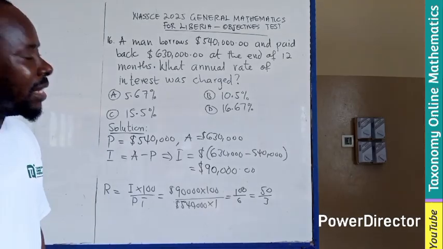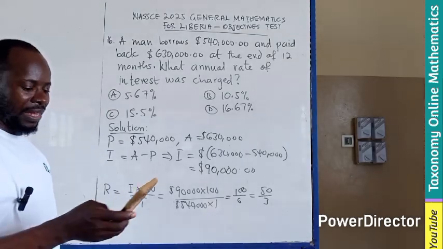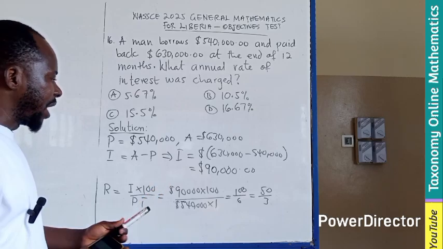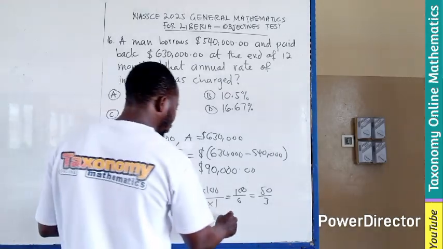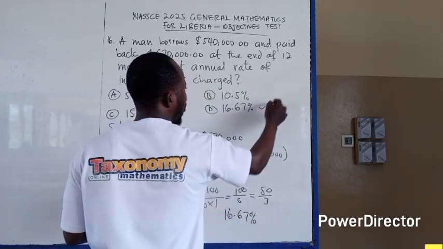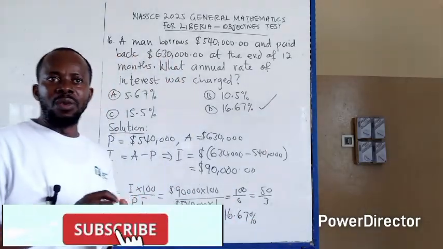So our answer will be somewhere around 16.67, let's see. If you do that clearly, your result is going to be 16.67%. So option D becomes the preferred solution.